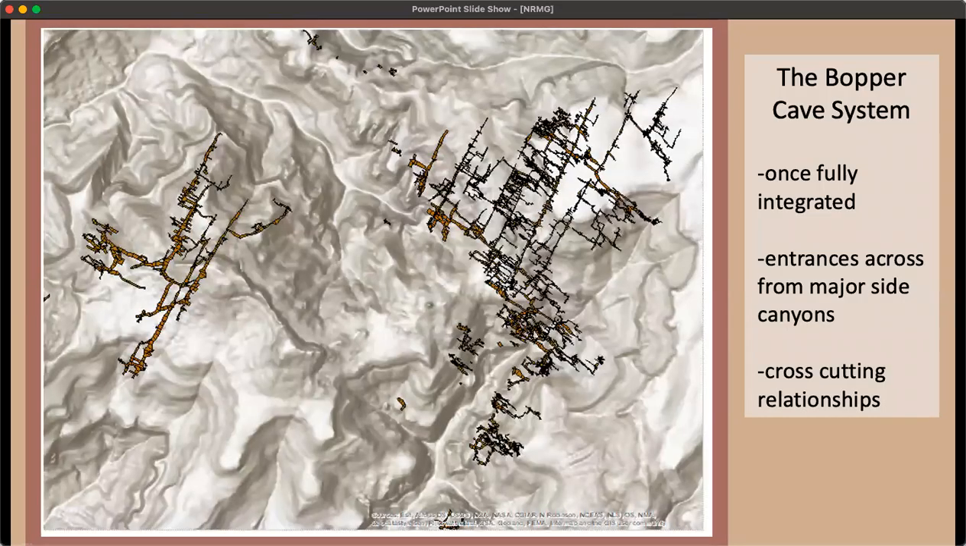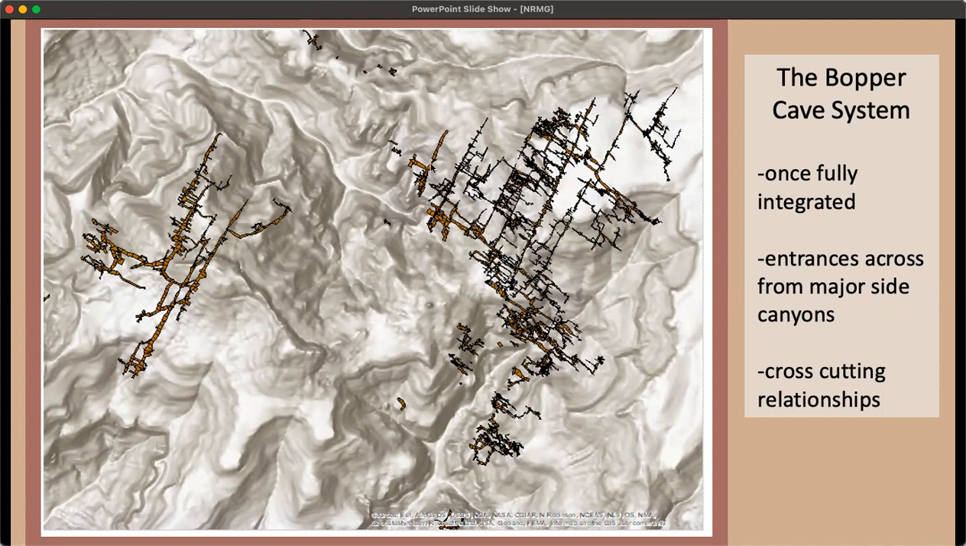Now, I've used the term the Bopper Cave system a couple of times, and most of you are probably familiar with Double Bopper. So I'm referring to the Bopper Cave system as what was once a fully integrated cave, but which has now been bisected by incision and erosion of the Colorado River.